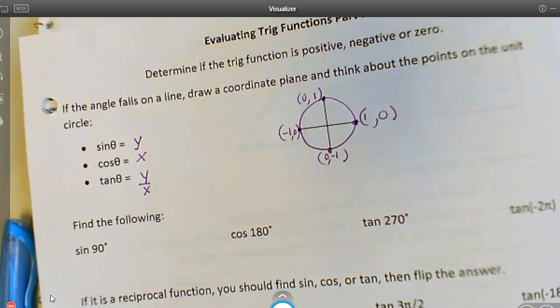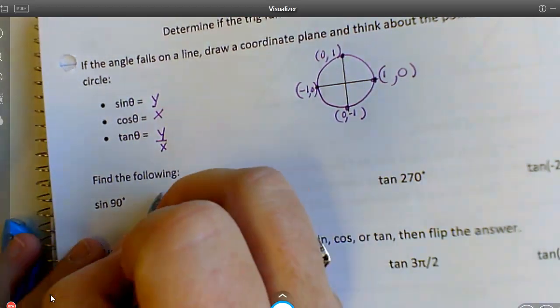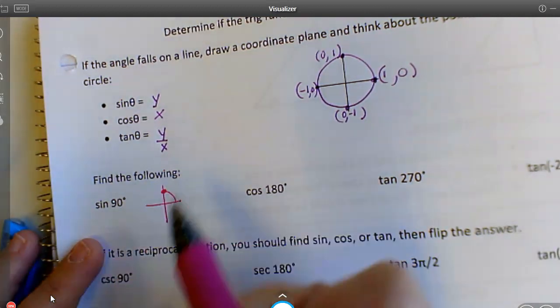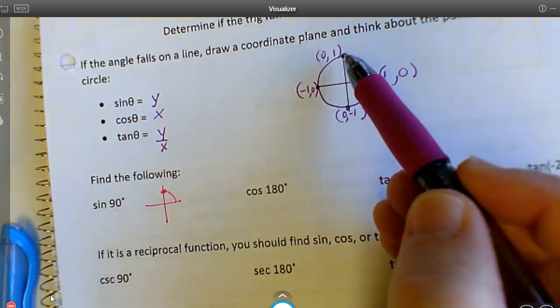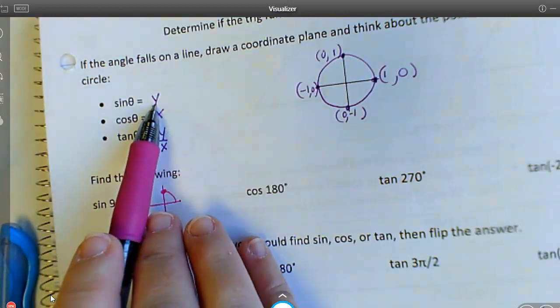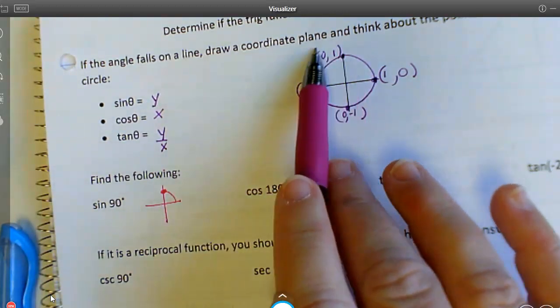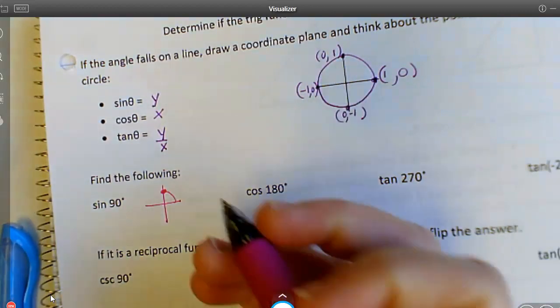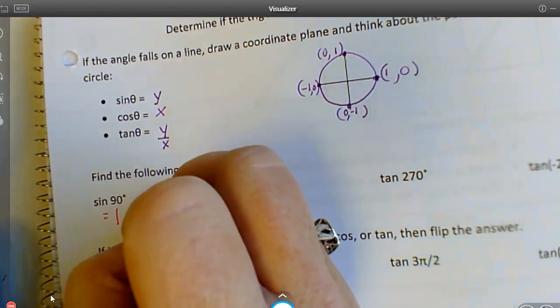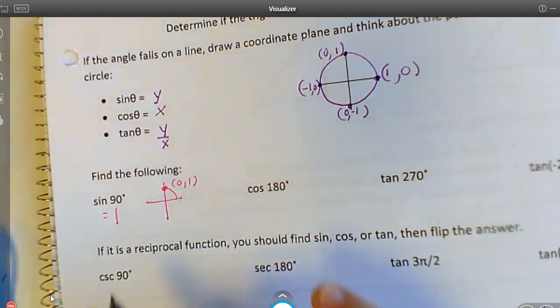So let's look at the first one, sine of 90. I know that 90, it's going to start here and go up there. There's where 90 is. It's at 0, 1. Sine is the y coordinate. So what would sine of 90 be? 1. Because once you figure out where it goes, think about that coordinate, and then think about the x, or the y, or the y over x, whichever it is. Let's look at the next one.